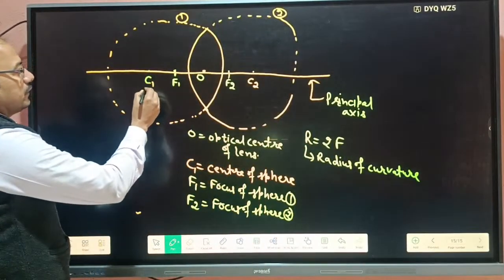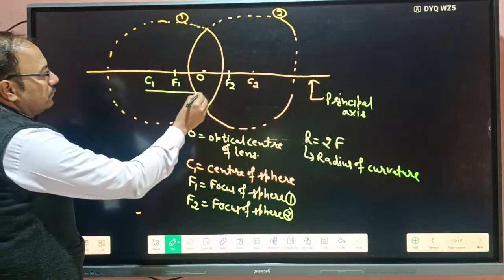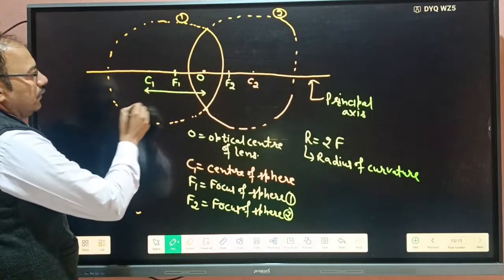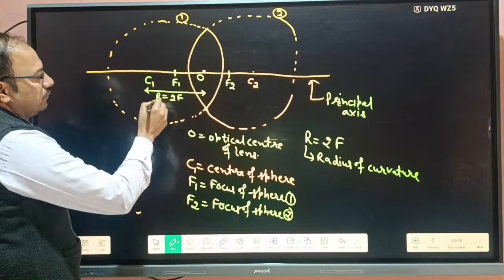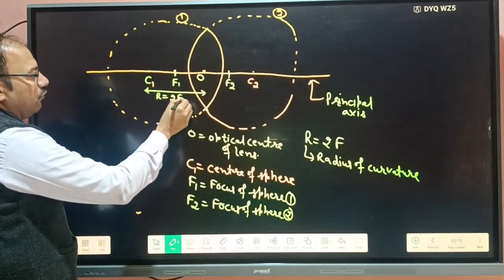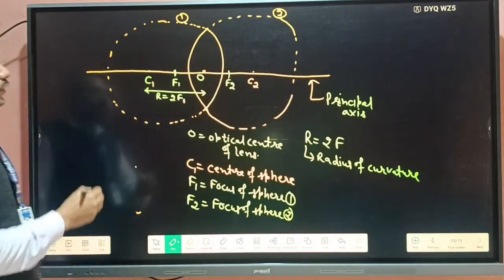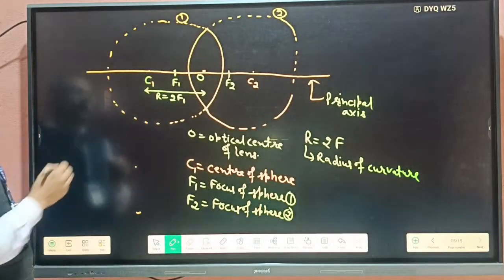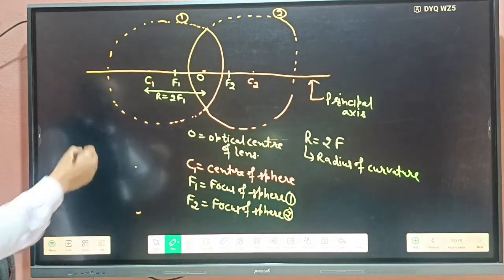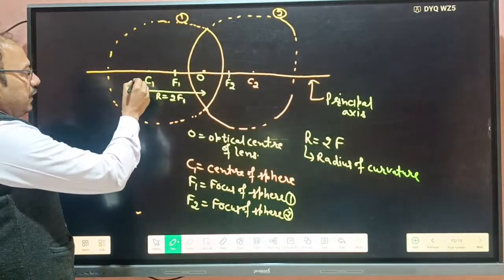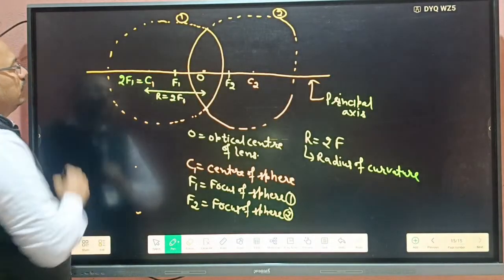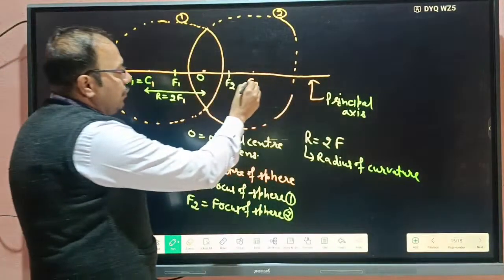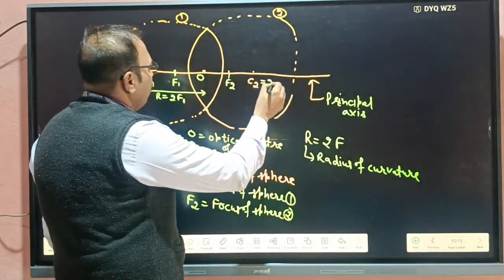So this distance, this R is equal to 2F1. So here simply F1. So we write 2F1. We can replace this C1 with 2F1. Similarly, this C2 we replace with 2F2.